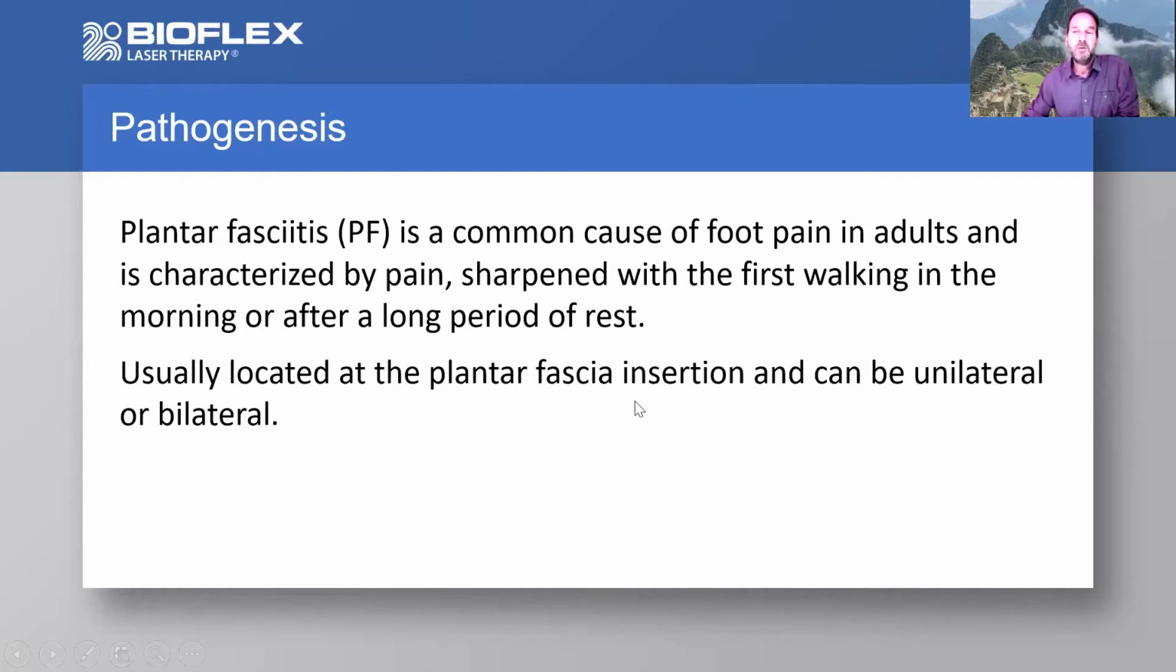Don't be confused if you get x-rays. I know practitioners know this, but it's a good reminder that just because you have a spur doesn't mean that's the cause of the pain. In fact, most of the time that's not the cause of the pain unless it's quite large. It's usually just a sign of excessive stress at that calcaneal tubercle area.